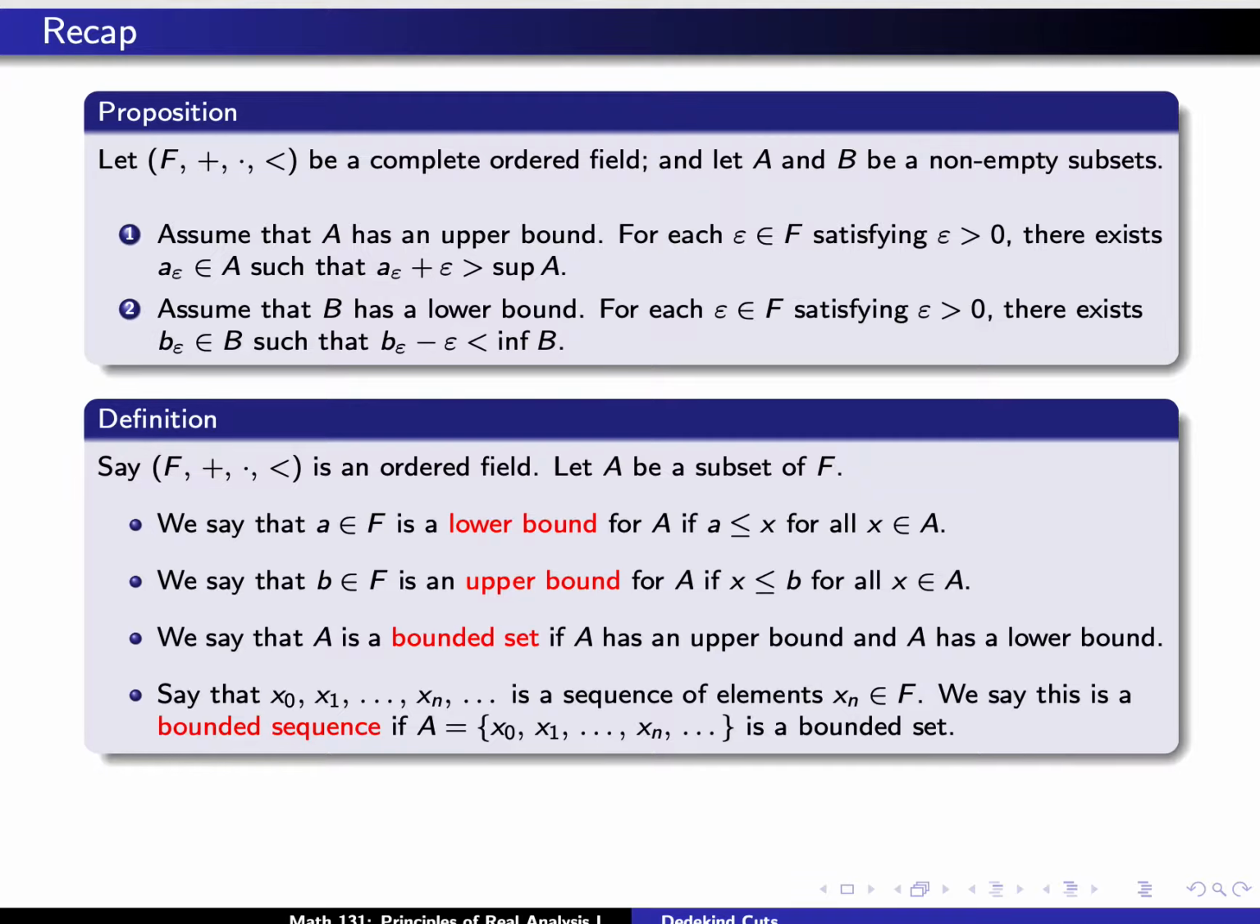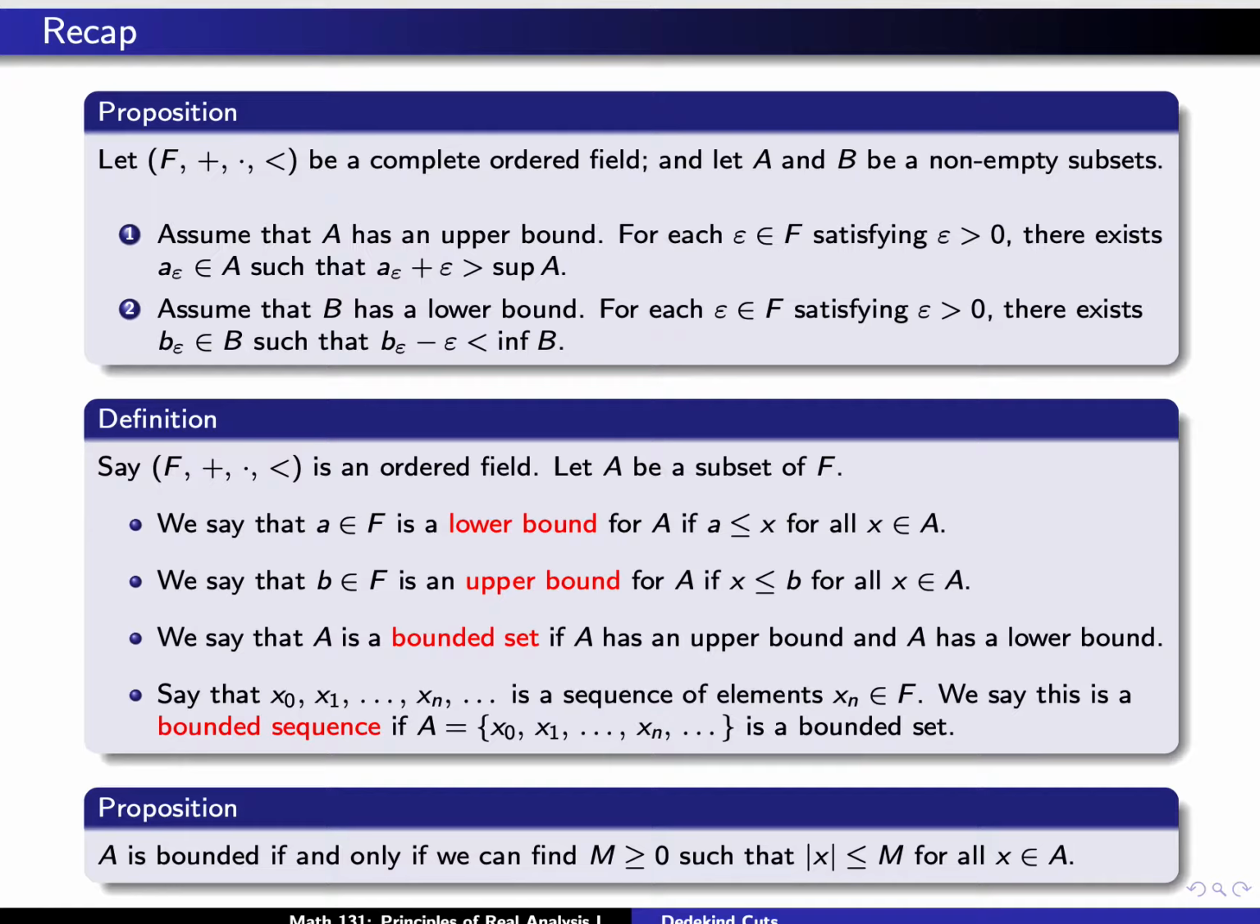We'll say that the set capital A is a bounded set if it has both an upper bound and a lower bound. Say that we have a sequence of elements x0, x1, x2, and so forth coming from the field F. We'll say that this is a bounded sequence if the set containing these elements is itself a bounded set.